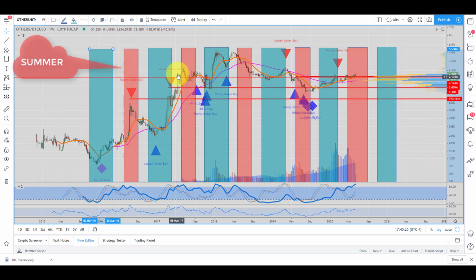The red areas, or the reddish areas, are your summer months. And more often than not, it's not a good time for the alt market. And I bring that up because here we are getting into summer. So let's take a look at this.